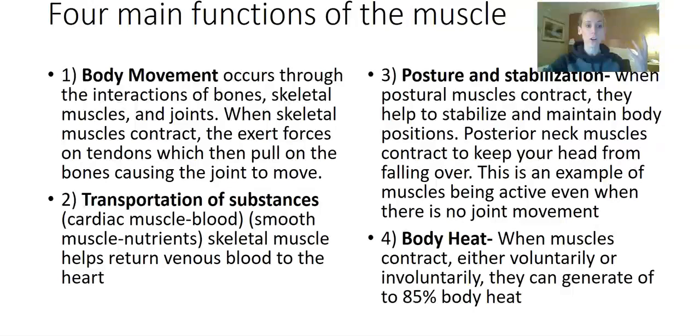So number 1 is body movement. Body movement occurs through interactions of skeletal muscles, bones, and joints. Skeletal muscles are going to contract, and when they contract, they shrink, right? And they're going to bring those bones together that surround the joint, right? So like my bicep, as intimidating as it is, originates near the humerus, right? And attaches over here, in the forearm. So when it shrinks, when it contracts, it brings the forearm closer to the humerus, right?